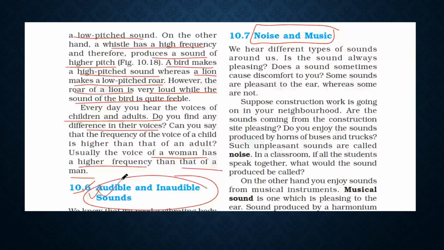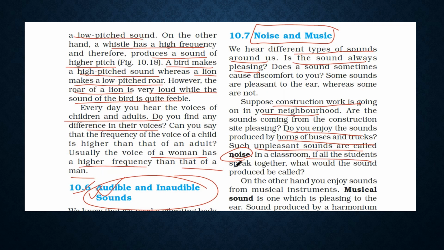Okay, so what is noise and what is music? We have studied audible and inaudible sounds. Now what is noise and what is music? We hear different types of sounds around us. Now, is sound always pleasing? No. Is the sound coming from a construction site in your neighborhood pleasing to your ears? No, it's just annoying. It causes irritation, headache and all. Do you enjoy the sounds produced by the horns of buses and trucks? Not at all. These are unpleasant sounds and this is called noise.